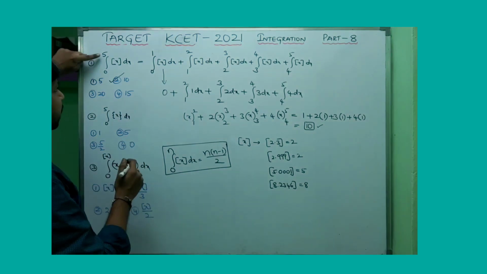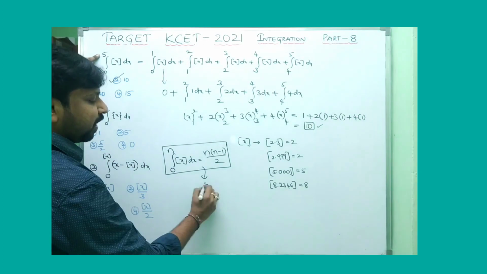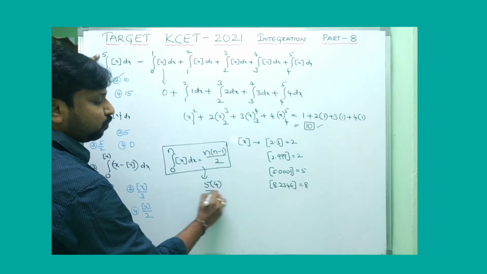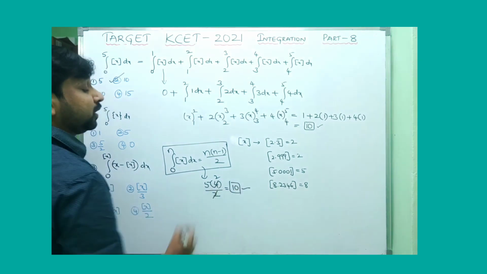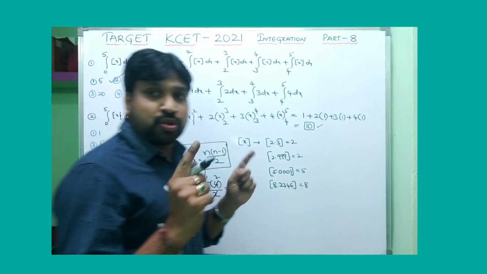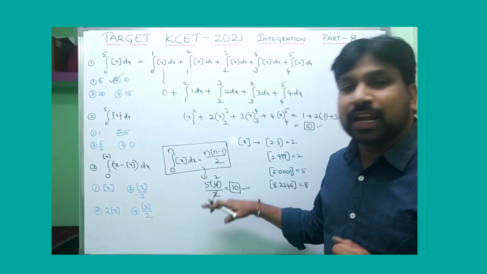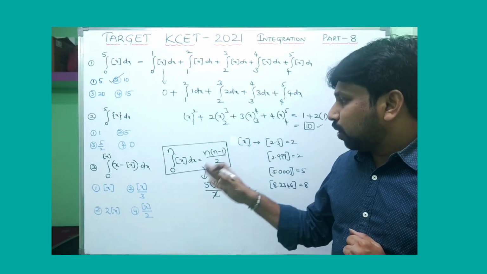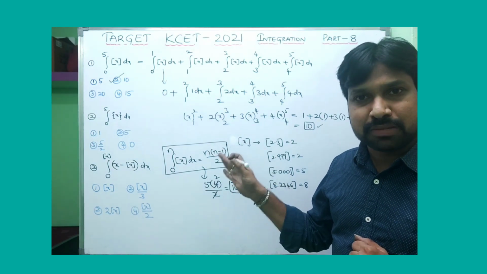For example, integral 0 to 5 bracket x dx can be written with n as 5: 5 into 5 minus 1, 4, by 2. The 2 twos cancel. 5 twos are 10. You can tell the answer within a fraction of a second by applying the formula. So you need to remember the formula very clearly: integral 0 to n bracket x dx is equal to n into n minus 1 by 2.